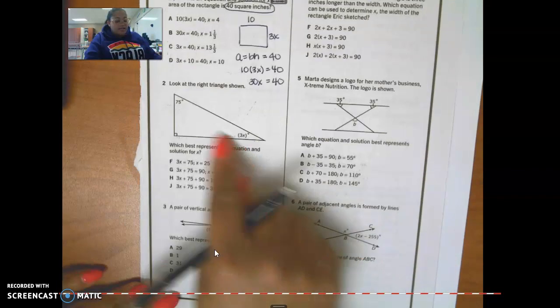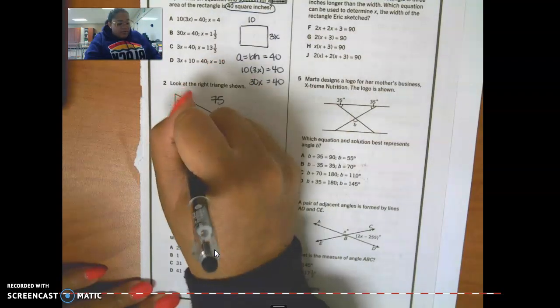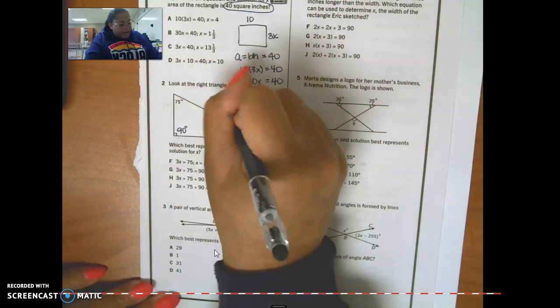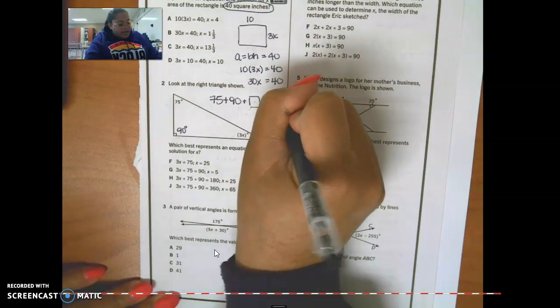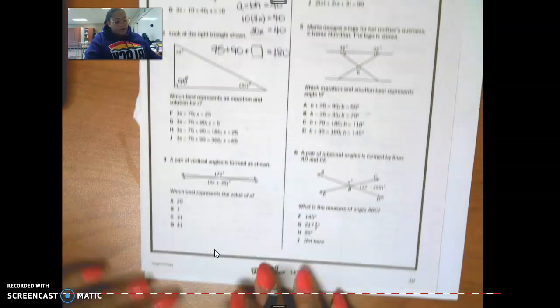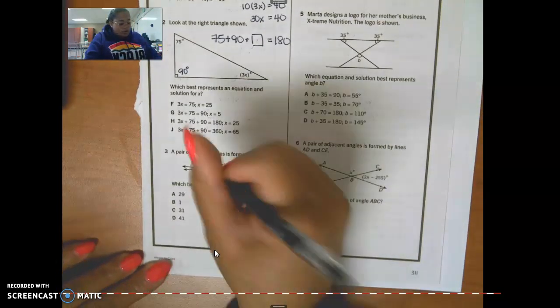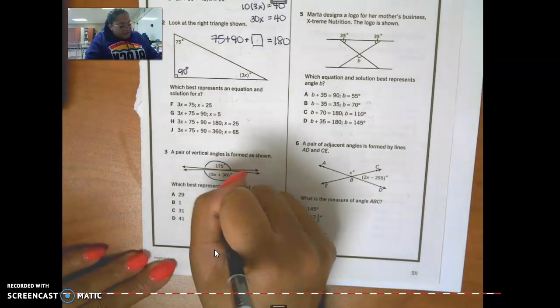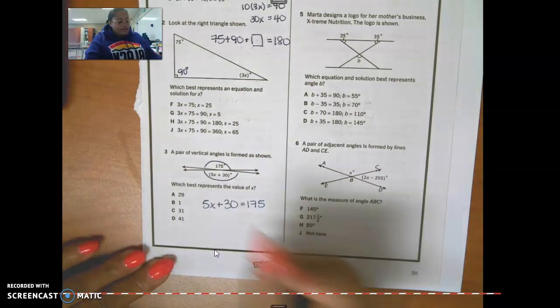Down here, this is a triangle, so all 3 of these angles add up to 180. I'm going to say 75. I'm going to label my right angle as 90 degrees. I'm going to add 90, and I'm going to add something else, and I'm going to get 180. A pair of vertical angles is formed as shown. These 2 angles are equal to one another. This equals this. So I'm going to say 5x plus 30 equals 175. Solve for x.